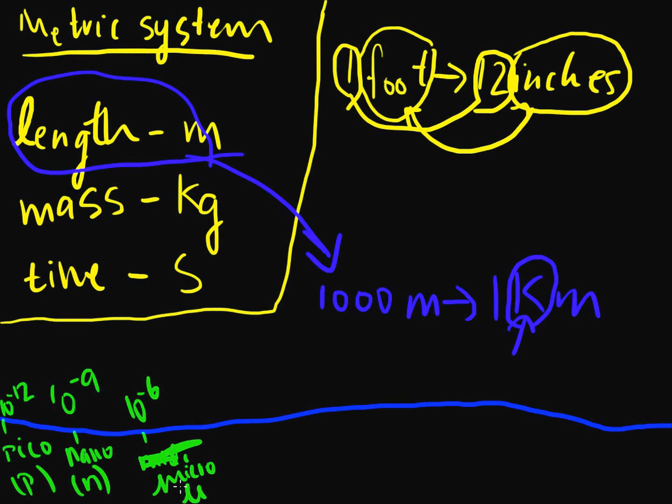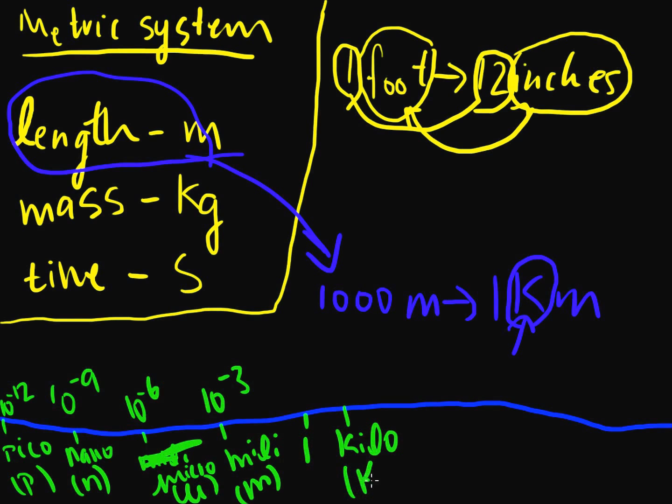This is the letter mu, the Greek letter mu. You can also call it a U if you don't really care. It's not a big deal. Anyhow, the next biggest is the milli, and that's M. That's 10 to the negative 3. And in the middle of the scale is 1, and we just call it 1. Kilo, that represents K, and that's 10 to the 3. Mega is next, and that represents capital M, 10 to the 6.